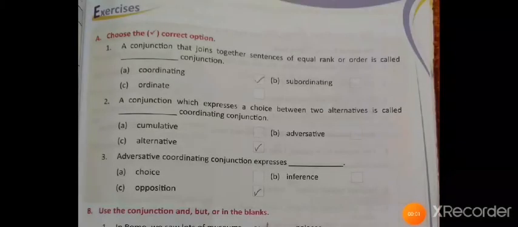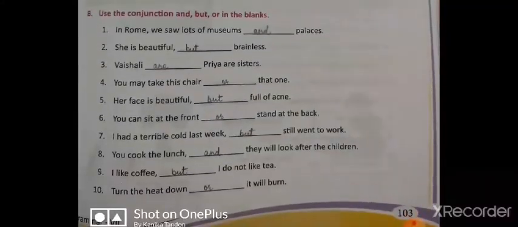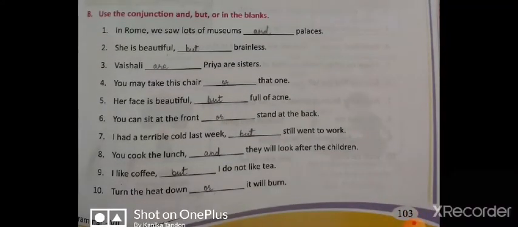Okay, coming on to the exercise. A conjunction that joins together sentences of equal rank or order is called a coordinating conjunction. The conjunction which expresses a choice between two alternatives is called an alternative coordinating conjunction, and an adversative coordinating conjunction expresses opposition. Coming on to B1, use the conjunctions and, but, or in the blanks. We have to use only these three conjunctions. In Rome we saw a lot of museums and palaces. She's beautiful but brainless.